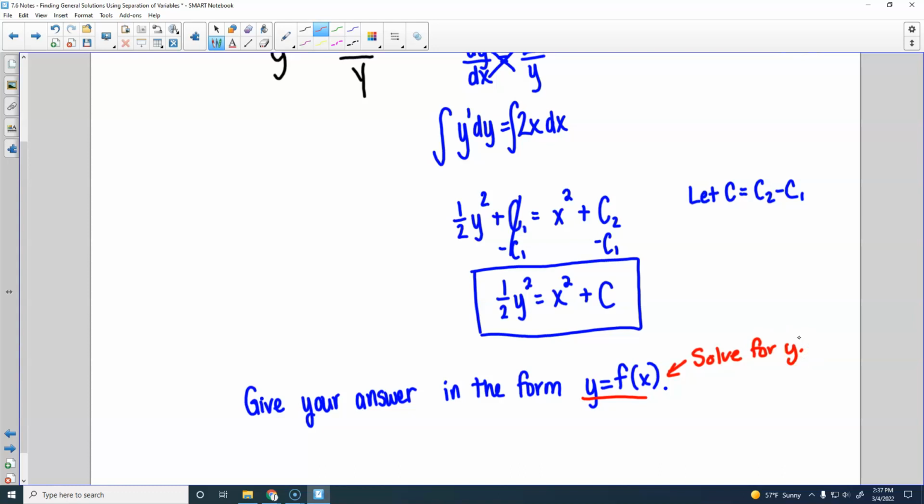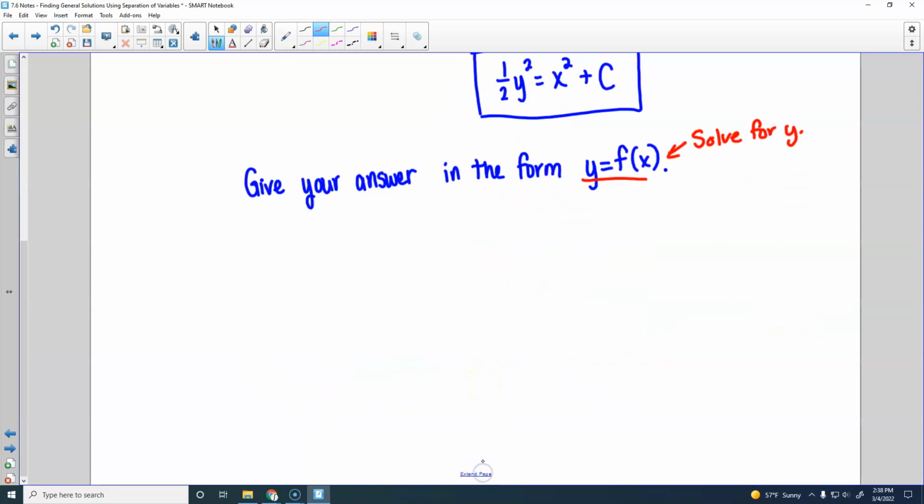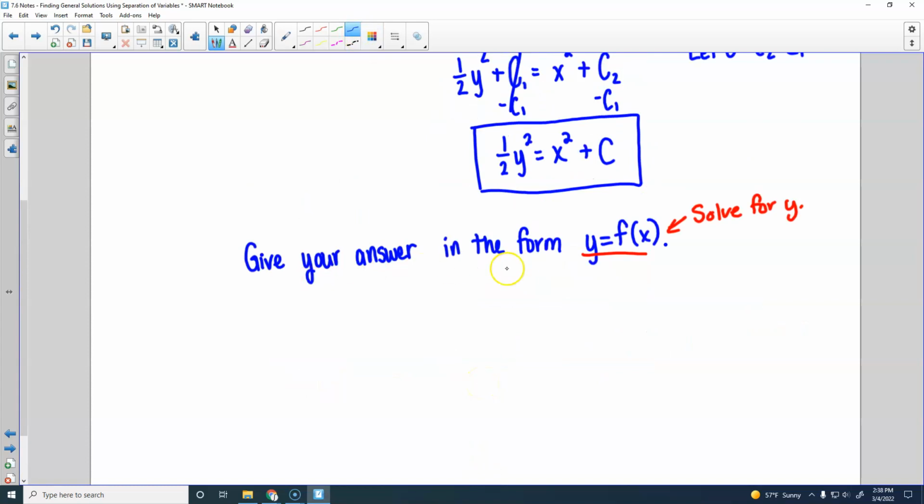Usually these are worth, if they're on free response, like 5 or 6 points for this part of the free response. So if you got to here but you did not solve for y and it had asked you to, you would probably lose one of those 5 points. So it wouldn't cause you to miss everything. But if you see this, give your answer in the form y equals f of x, that means solve for y, get y by itself.